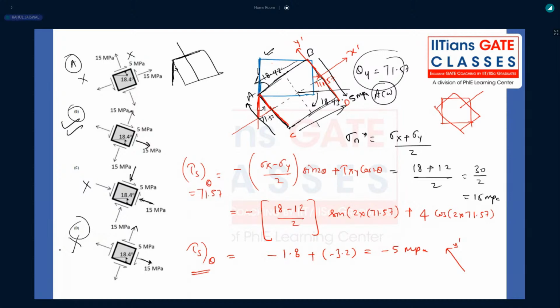Tell me, guys. You have to decide the plane, you have to decide the theta, right? That is a very, very important thing. All of you understanding? Yes.